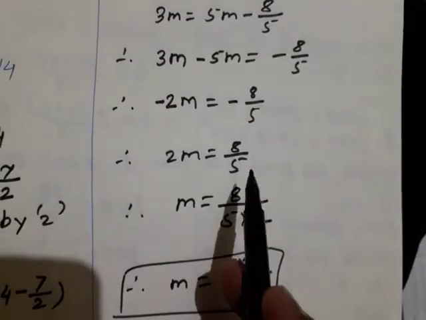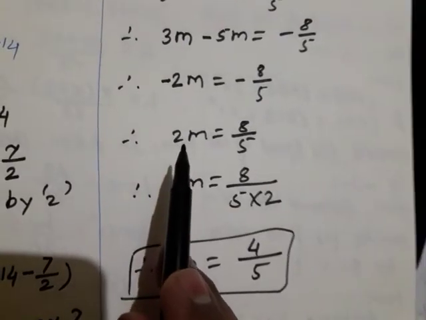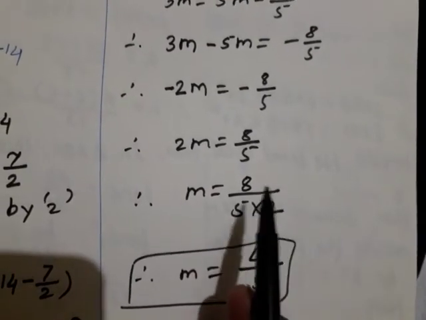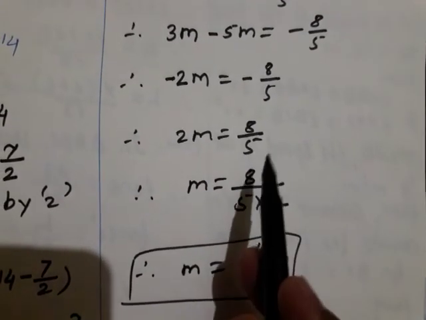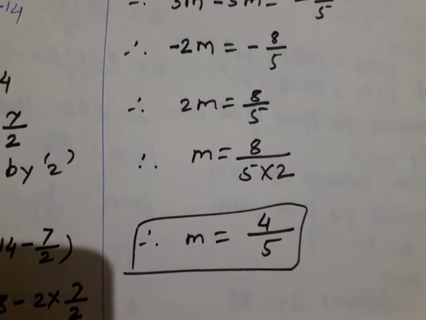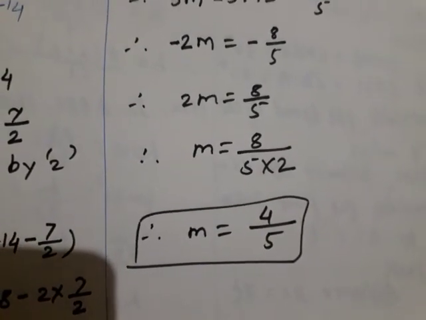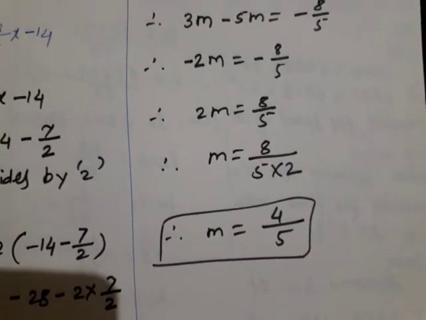Okay, so we got this: 2 is multiplied on this side, I have taken it to that side, means it is divided, 2 1s are 2, 2 4s are 8, means m is equal to, I got here 4 upon 5. Okay, I hope you got an idea about it.